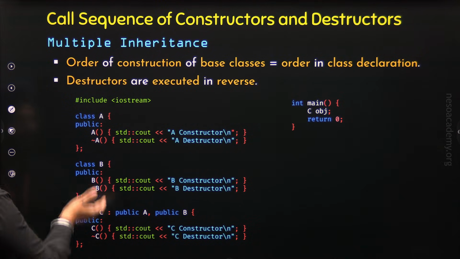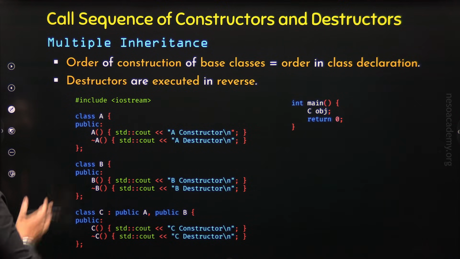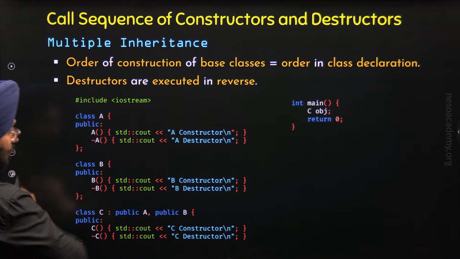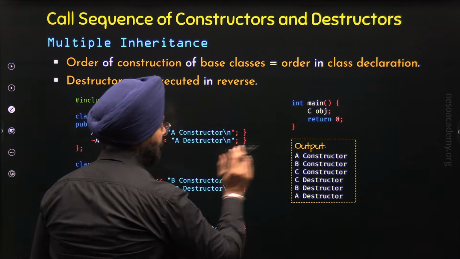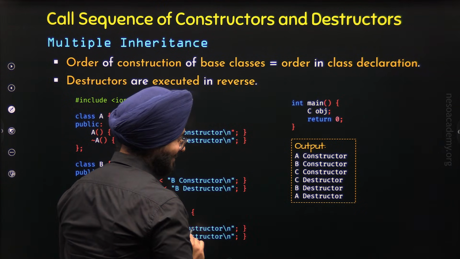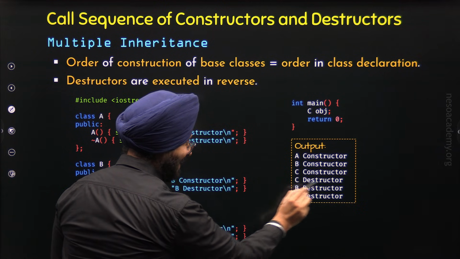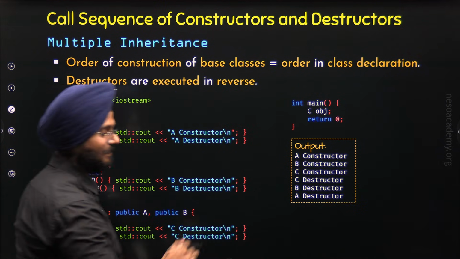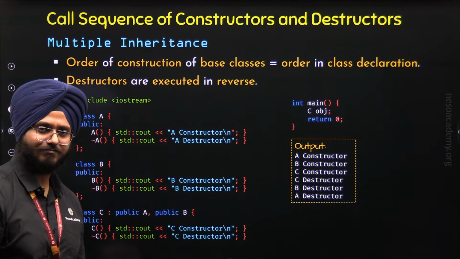And destructors are called in the reverse order, so we know what is going to be the output. This is the output we will get. A constructor, B constructor, C constructor. And then C destructor, B destructor, A destructor. I hope this is clear to you.